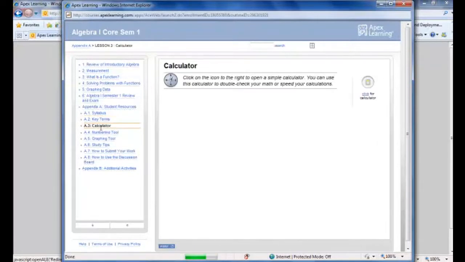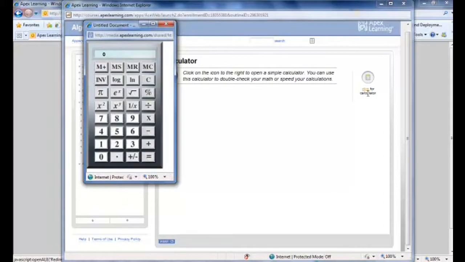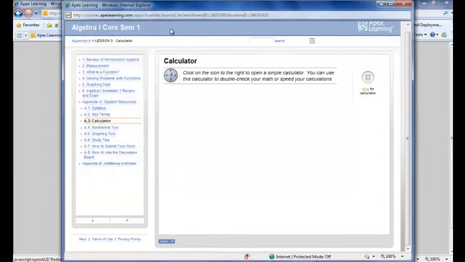In all the math courses, you're allowed to use a calculator. There's a calculator provided within the course room, or you can provide your own. The calculator just pops up. It's a little Java app, and you can use the calculator. In the math courses, you're also allowed to use the calculator on the exam. There's things here in this particular algebra course, such as a number line tool and a graphing tool, some study tips.